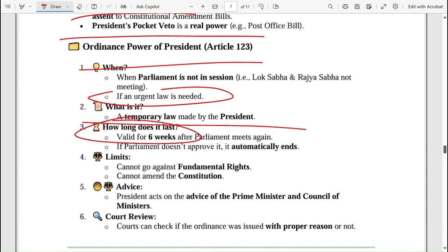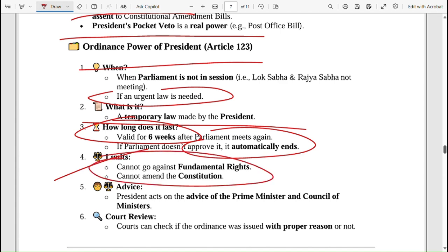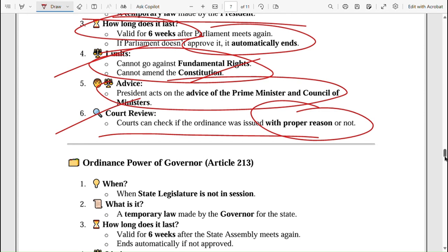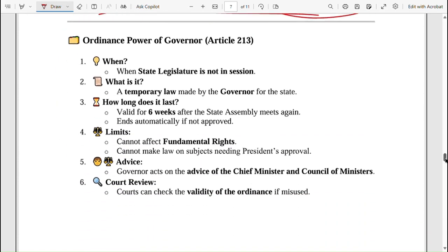So this is a temporary law made by the president. How long does it last? It is valid only for 6 weeks. After that, the parliament meeting has to take place again. If parliament does not approve it, it automatically ends, right? Also there are limits: the ordinance shouldn't go against fundamental rights and cannot amend the constitution. The president should take the advice of the prime minister and the council of ministers, as I told you. And what about the role of the court here? The court can recheck the ordinance power used by the president, whether it is proper or not. The court has that power.